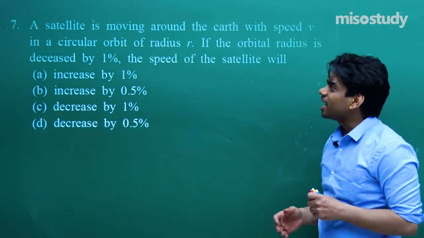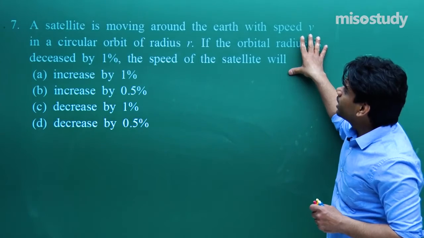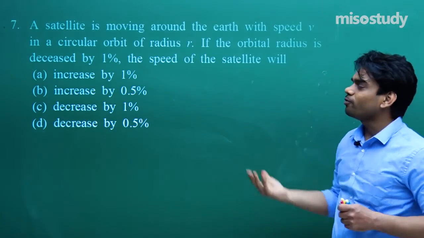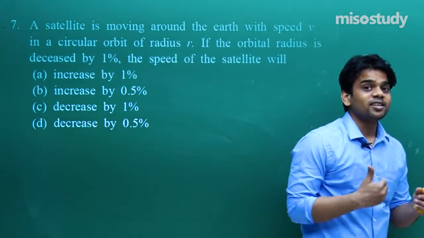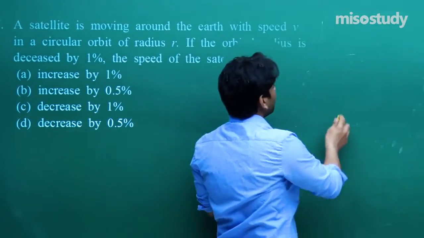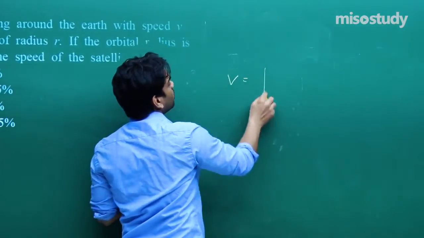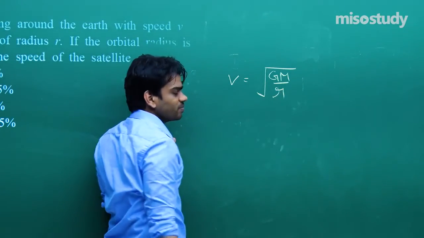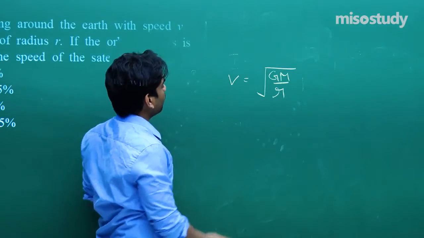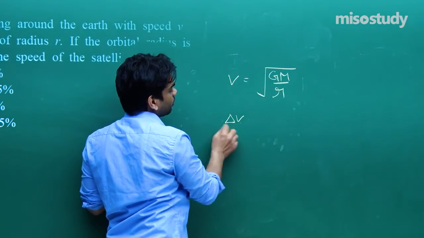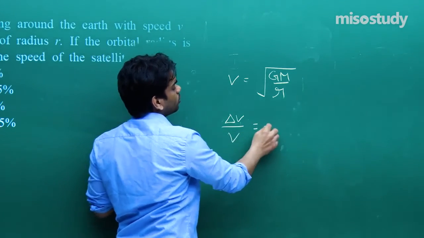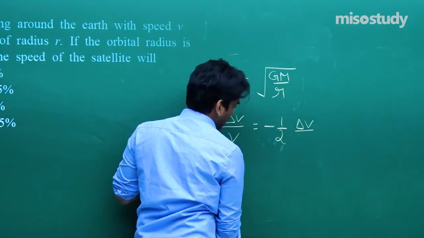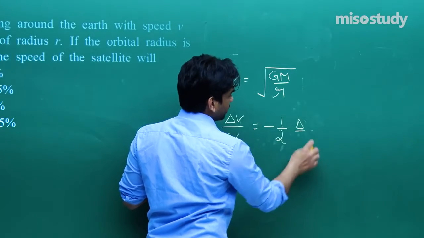Let's see here, with speed v it moves in a circular orbit of radius r. If the orbital radius is decreased by 1%. So first of all, let's check the relation between v and r. Orbital speed, v is equal to under root GM by r. Easily you can differentiate and you can find that delta v by v will be equal to minus 1 by 2 delta r by r. This you will obtain after differentiating.